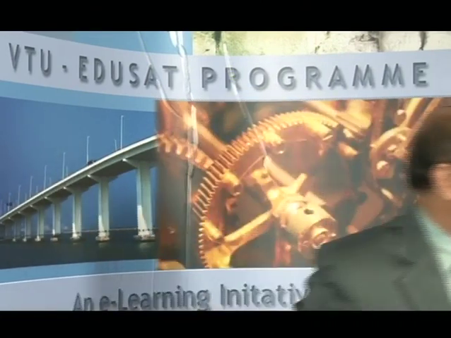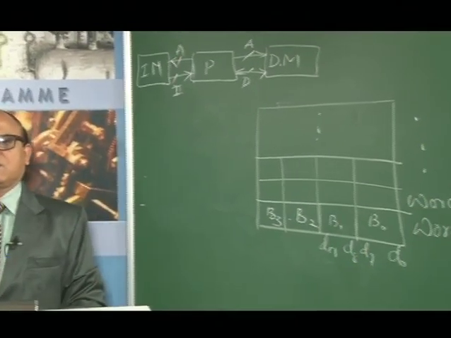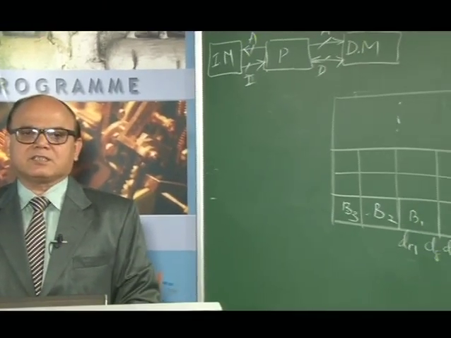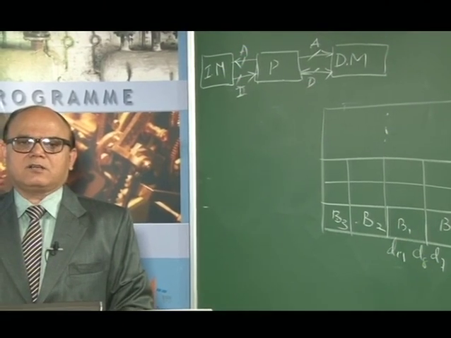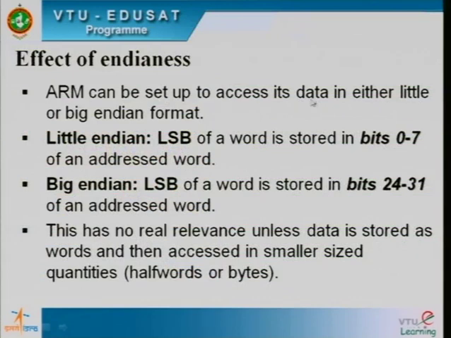Now, when I spread the data into this kind of memory, that is a 4-byte memory, the lower byte of the data, whether it sits on this side or on this side, based on this we have 2 types of memory organization called Little Endian or Big Endian. That's what we have shown here, Little Endian or Big Endian. ARM can be set up to access its data in either Little or Big Endian format.